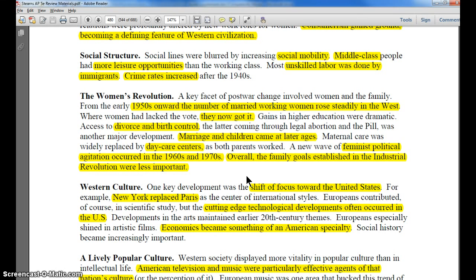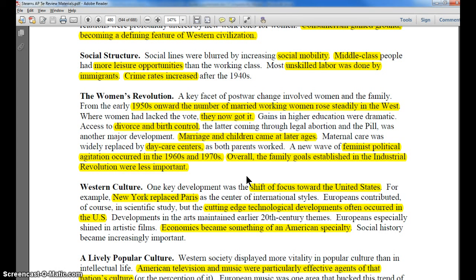This is pretty major, especially for the AP key concepts. We see women becoming more and more a part of Western society after World War II. Married women who are working in the West increases. Women have the right to vote more and more throughout the West, but also throughout the rest of the world. Divorce and birth control provide women with opportunities to decide what sort of family life they want.